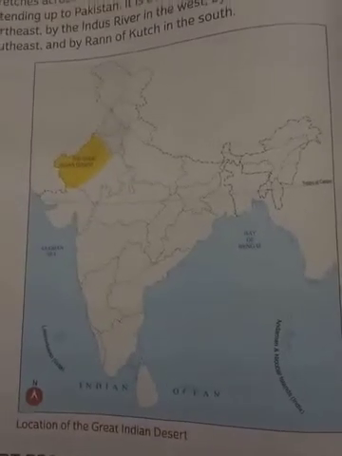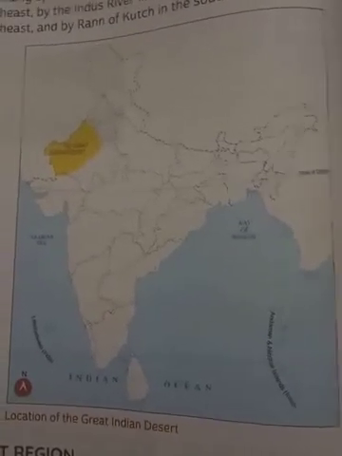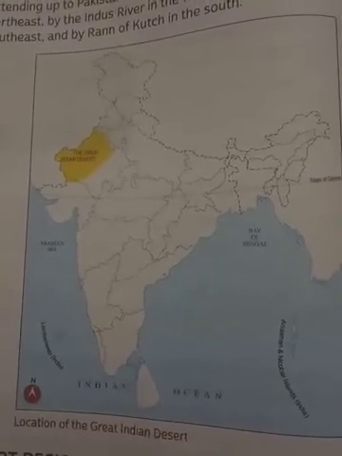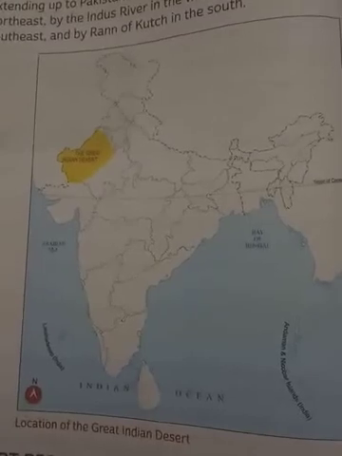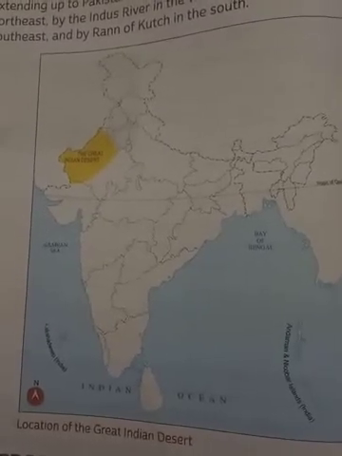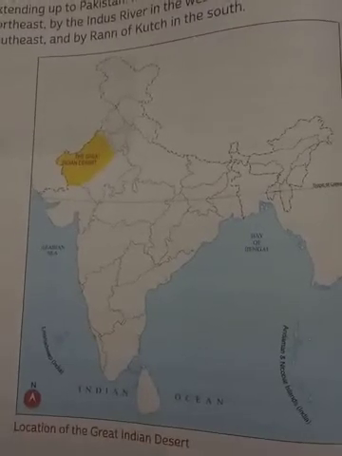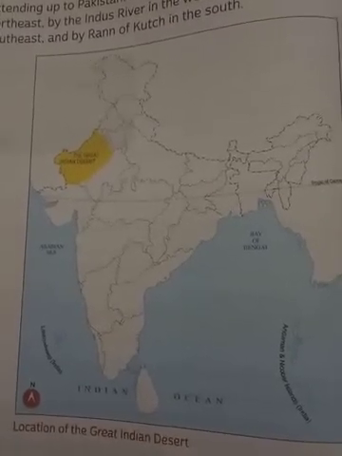When we consider the desert, it is of two types. One is cold and the other is hot. The example for the cold desert is Ladakh, and the Thar Desert is the hot desert. In the map you could see the Great Indian Desert shown in the yellow color.